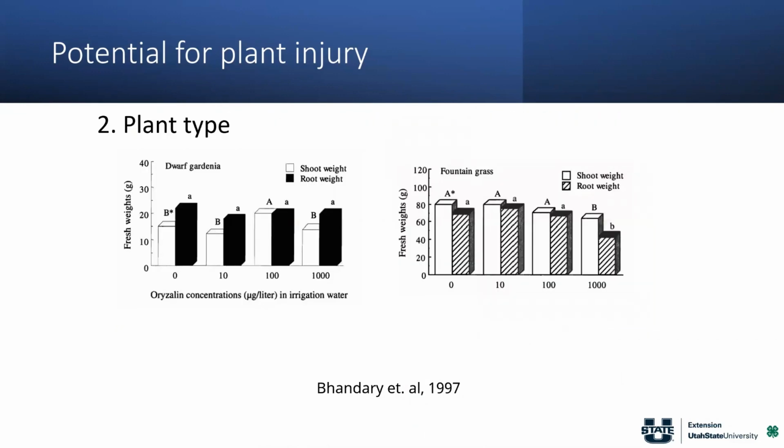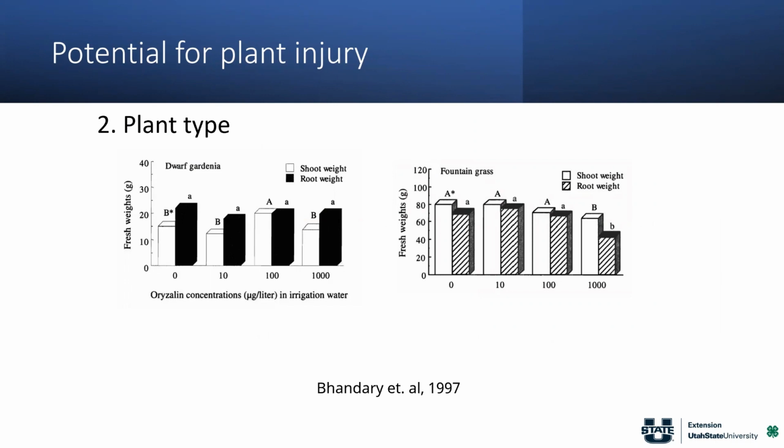Also, the potential for plant injury depends on plant type. So with the same oryzalin at a similar concentration, on dwarf gardenia, we didn't see any effect on either root or shoot. Fresh weight was the same regardless of the concentration sprayed.